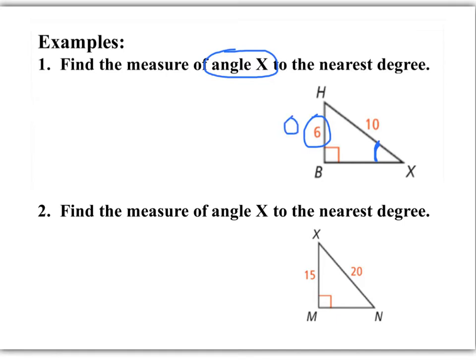Now let's look at the 10. What I notice about the 10 is that the 10 is opposite the right angle. In any right triangle, we know that the side opposite the right angle is always our hypotenuse. So far in our triangle, we have opposite and hypotenuse. So let's go back and review our relationships. Remember back yesterday, we talked about SOHCAHTOA.